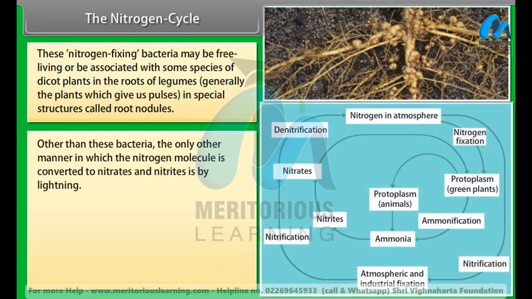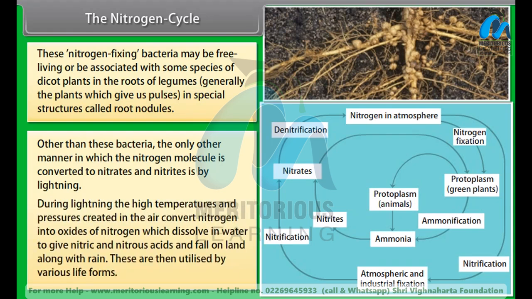Other than these bacteria, the only other manner in which the nitrogen molecule is converted to nitrates and nitrites is by lightning. During lightning, the high temperatures and pressures created in the air convert nitrogen into oxides of nitrogen, which dissolve in water to give nitric and nitrous acids and fall on land along with rain. These are then utilized by various life forms.